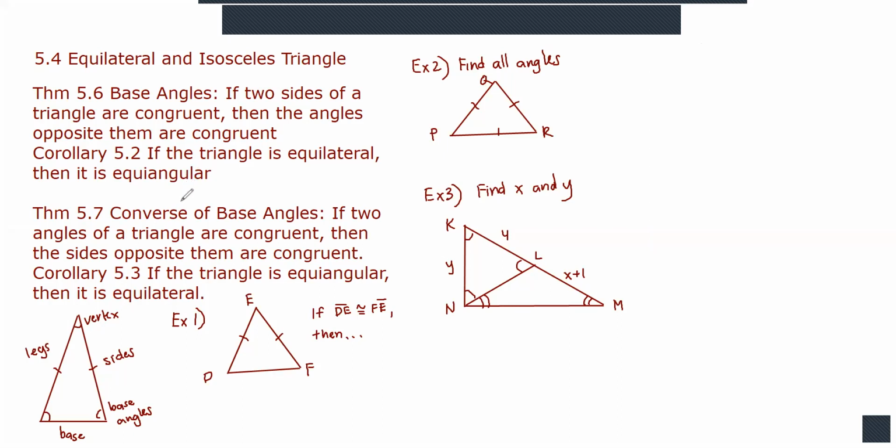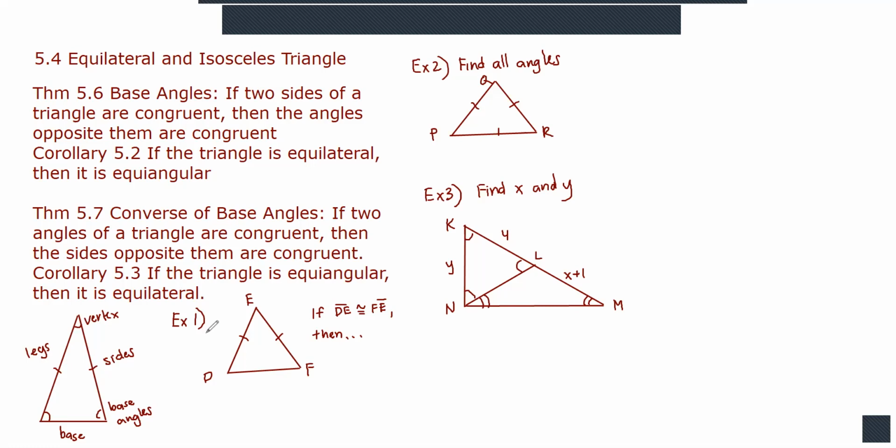Theorem 5.7 is the converse of the base angles theorem. If two angles of a triangle are congruent, then the sides opposite them are also congruent. The corollary to that is that if the triangle is equiangular, then it is also equilateral. When looking at an isosceles triangle, the sides are the legs, and the base has two base angles. So when they say the sides opposite to an angle, it means that this angle is the opposite of this side, and this angle is the opposite of this side.